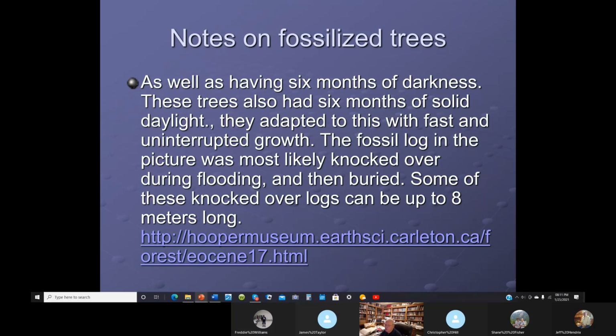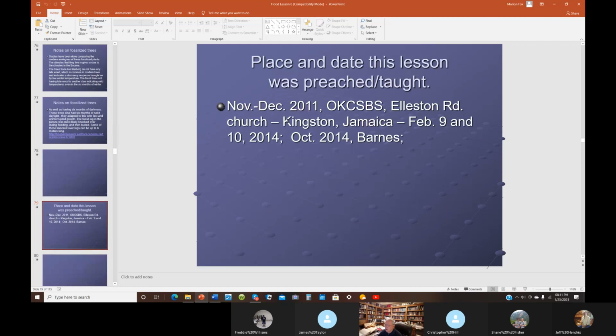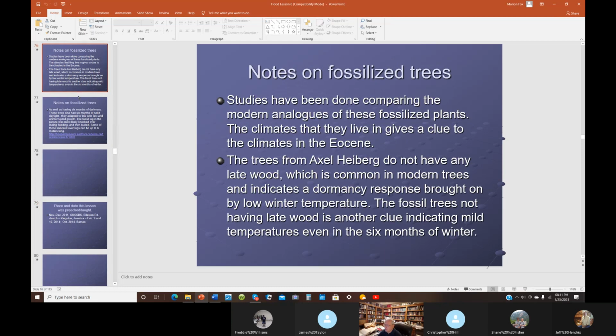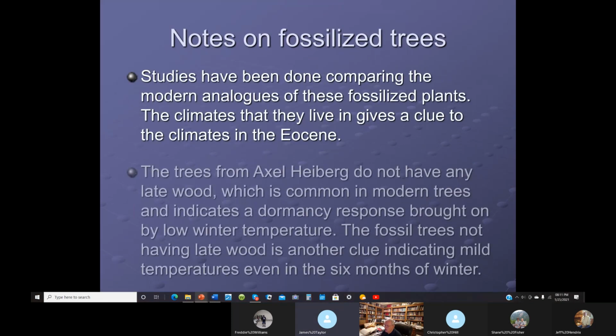Okay. Questions or comments? Now, I want to stop here and see if you have any questions about this. Anybody got any questions? What does that mean for tree rings?